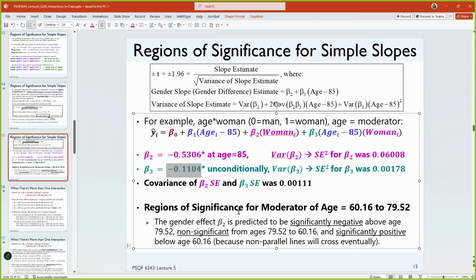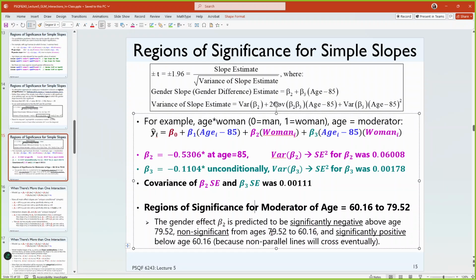So if you feed this information, essentially, what is the coefficient for the main effects and the interaction? What are their standard errors? And then there's one more piece that I'll teach you how to find, which is a covariance among the fixed effect estimates. Then you can feed these things into calculators or functions and figure out what the boundaries are. So the end result of this found 2 ages, essentially, where the gender effect is predicted to be significantly negative above age 79, non-significant between 79 down to 60, and then significantly positive below that.